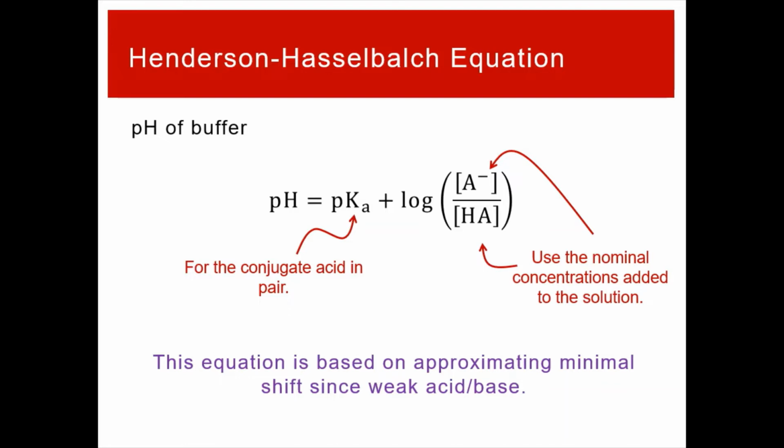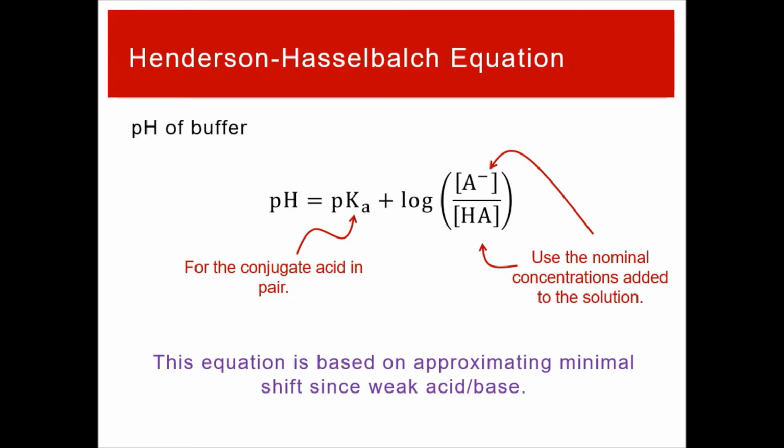Ka values for the acids are usually tabulated. There are also tables with the pKa values. There's a table I've posted to Blackboard with the pKa values included that I encourage you to take a look at. You're looking for the Ka of whichever molecule is the conjugate acid in the pair. Remember, a buffer is made up of a conjugate pair, acid and base. So whatever the acid is in that pair, you want that Ka.